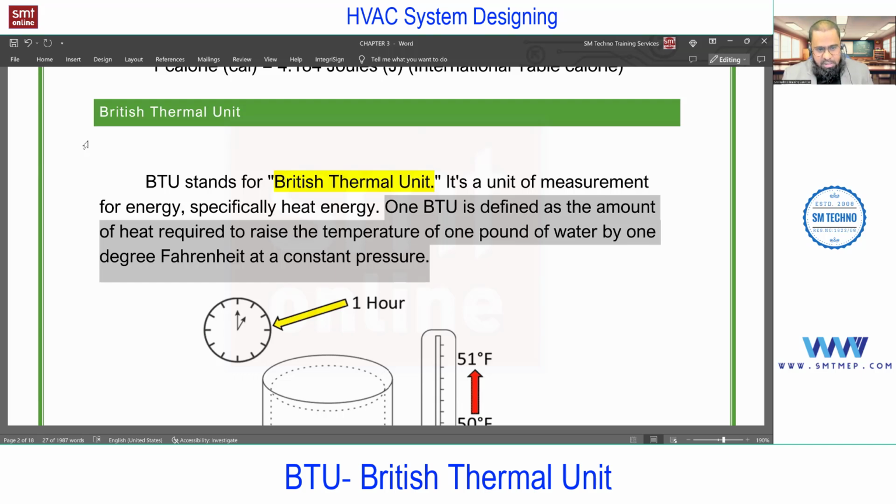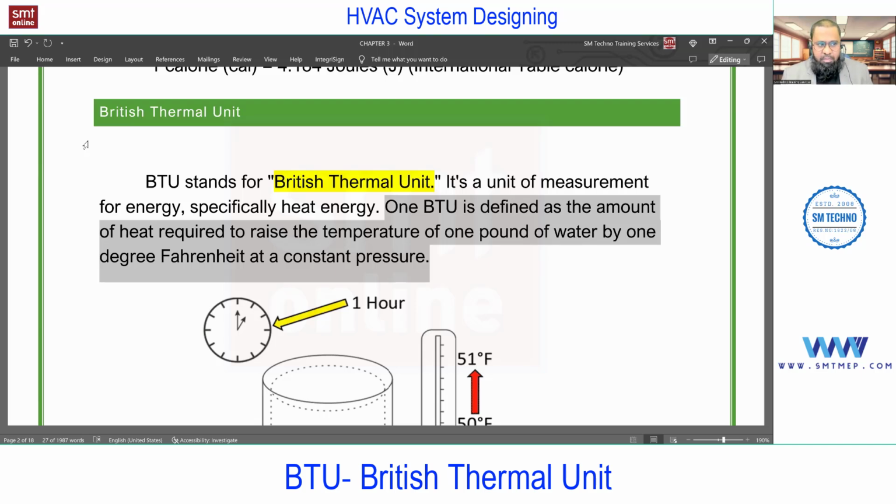And in order to increase 1 degree Fahrenheit of heat, Fahrenheit again is a unit for temperature in the English system. In case of SI, we are using degree centigrade. So what is degree centigrade, Fahrenheit? That also you'll find in the same chapter. But as an engineer, you know these terms, Fahrenheit or centigrade or Kelvin, etc.